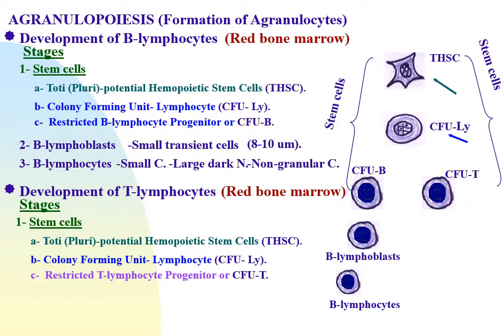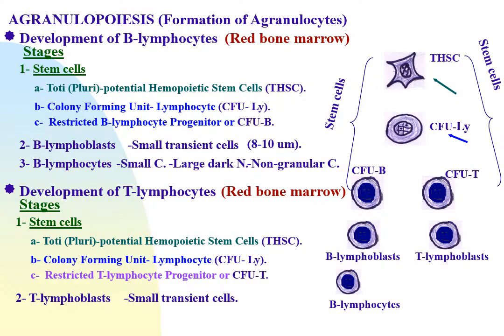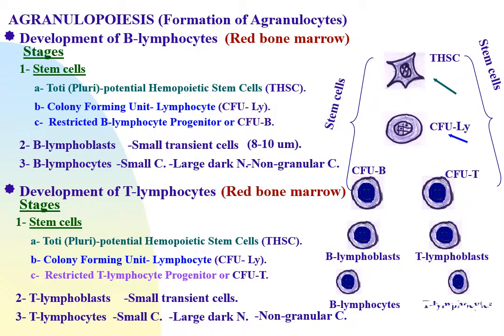In infants and in newborns, these cells migrate to the cortex of the thymus, where they are affected by the thymic hormones and differentiate into T lymphoblasts. T lymphoblasts are small, transient, rounded cells that differentiate in the thymus into T lymphocytes. T lymphocytes are small cells with a large dark stained nucleus and scanty basophilic non-granular cytoplasm, indistinguishable morphologically by ordinary stain from B lymphocytes.